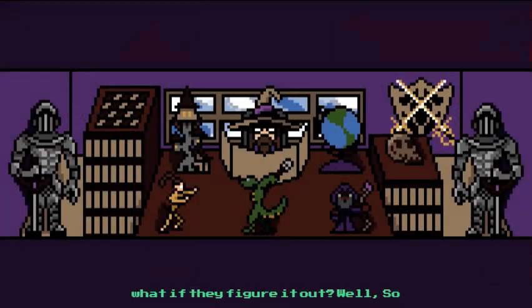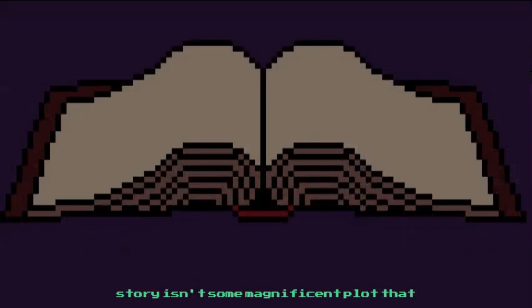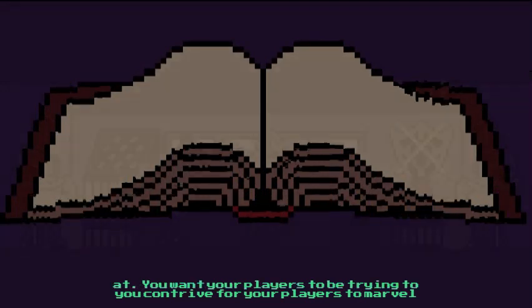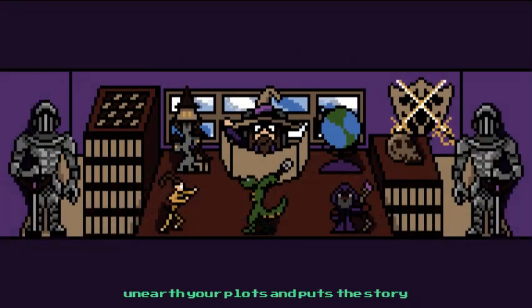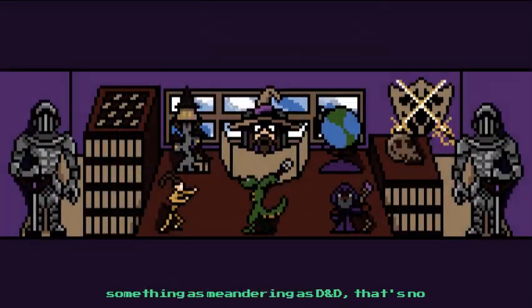But you might be thinking, what if they figure it out? Well, so what? So what if they figure it out? The story isn't some magnificent plot that you try for your players to marvel at. You want your players to be trying to unearth your plots and push the story forward. And if they figure something out that you didn't intend to, great. You should be proud of yourself because you made your story clear enough for it to not only be understood, but also predicted, and in something as meandering as D&D, that's no easy challenge.